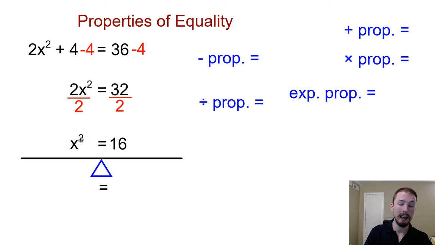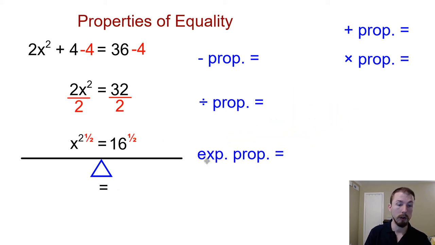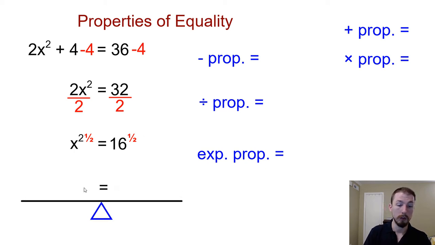Now, this is an exponent. I don't want x squared, I just want x. So I can undo an exponent with a square root, which is going to be the exponential property of equality. If I take the square root of both sides, they're going to remain constant and equal the entire time, leaving us with our final solution, which was always the value of x, which x had to be equal to 4. And if I substitute it back into the original expression, sure enough, I would get 36.